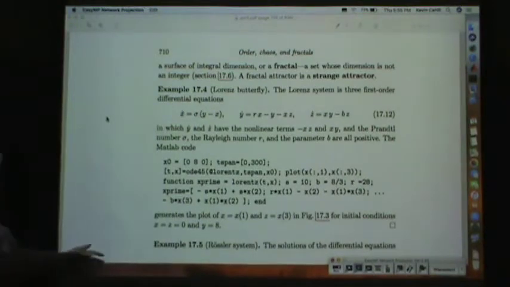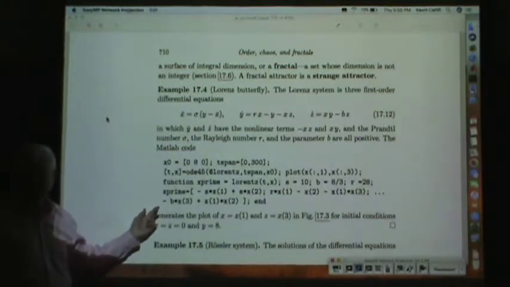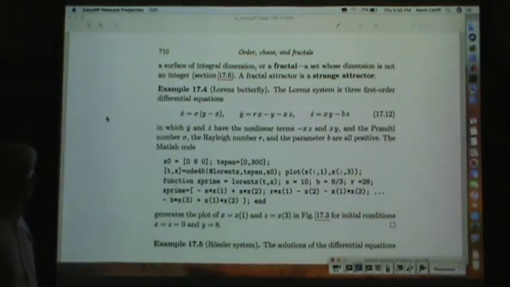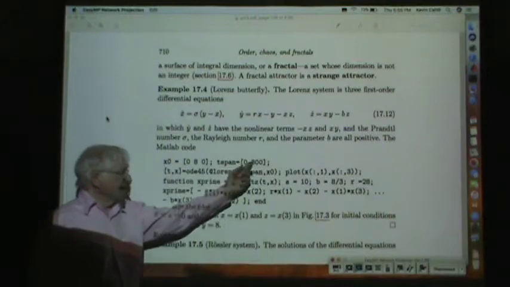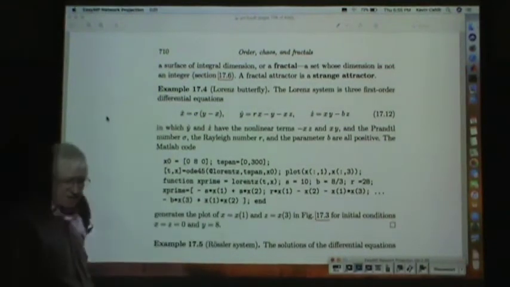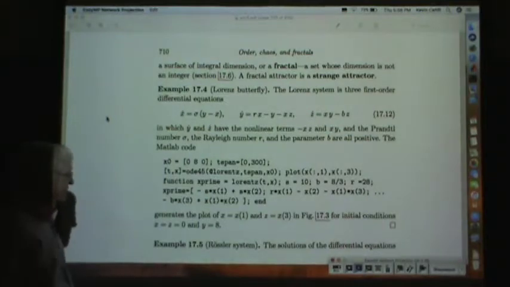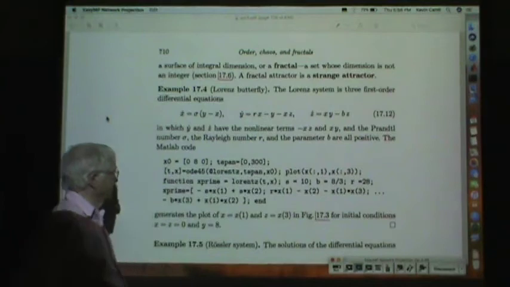Here's the Matlab code, and you see how simple it is. Matlab is very easy to use for this particular application. So this is the initial condition. T-span is how far you want it to integrate, starting at 0, how far you want to go in time. So this is time from 0 to 300.